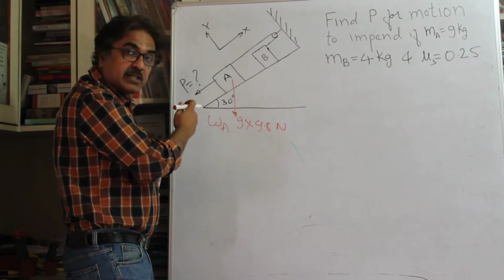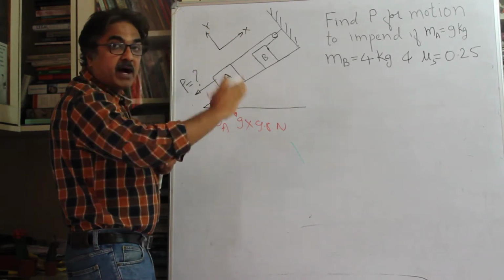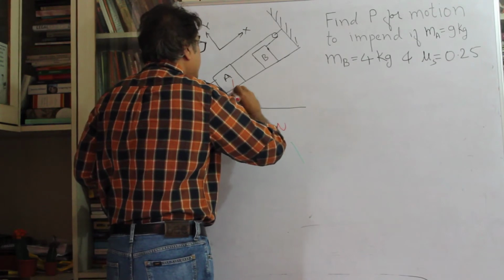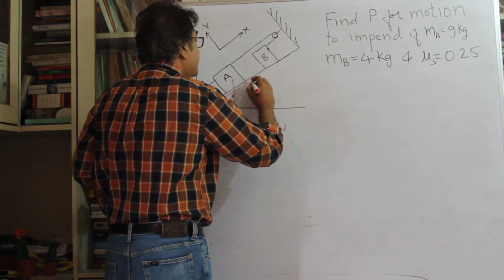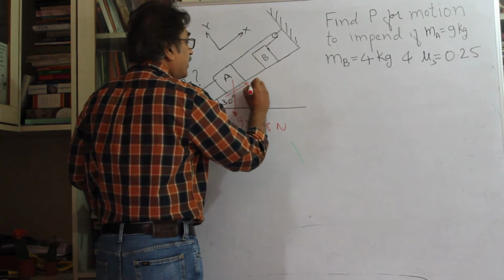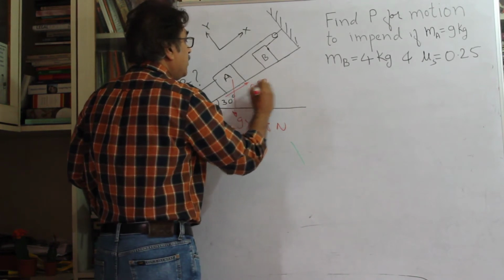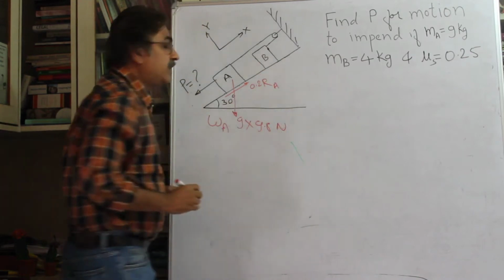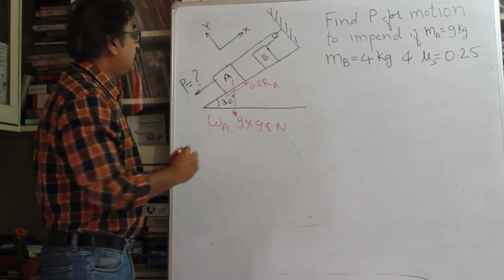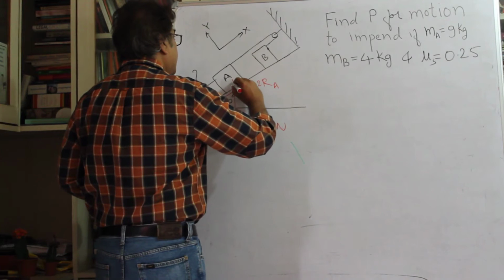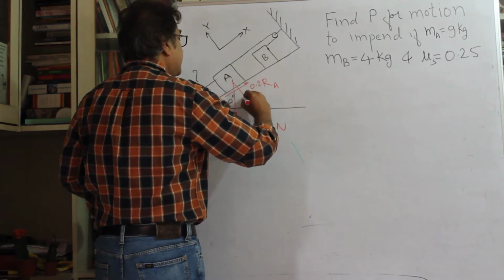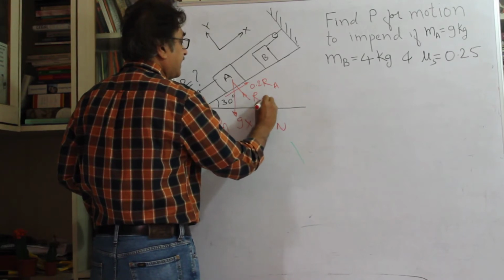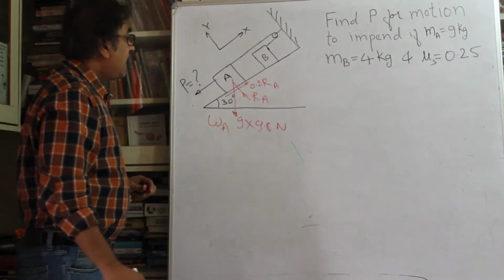So A is about to slide down. That means the friction offered by the surface will be against that motion. So this is going to be in this direction, and this is the frictional force, which will be equal to 0.25 into the normal reaction, which we have not shown. Let's say it is RA. Normal reaction is RA, and the normal reaction we can show it like this, perpendicular to this plane. So this is RA. Fine.